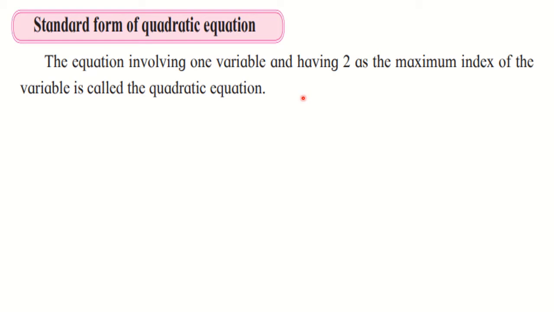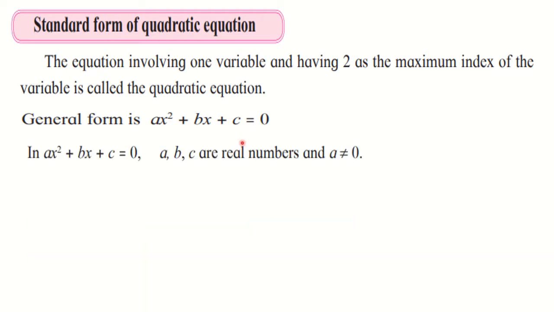Now let us see the general form. The general form of the quadratic equation is ax square plus bx plus c is equal to 0. Here a, b, c, they all are real numbers. Okay, a, b, c belong to real numbers. But the condition is what? a cannot be 0. This is an important condition because if a is 0, this term will become 0, and then the equation will not have 2 as maximum index. That is why this condition is very important. b and c can be 0, but a cannot be 0 because we should have degree 2 there.